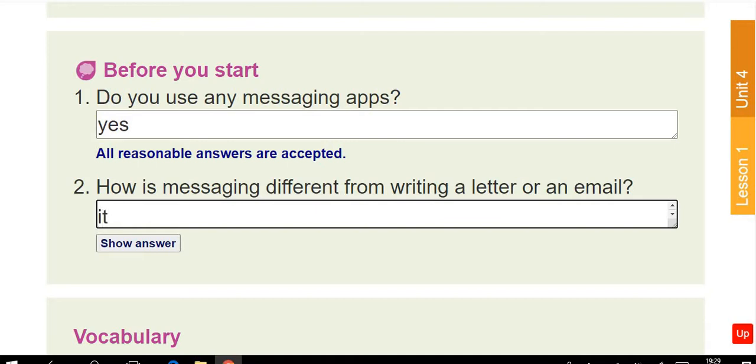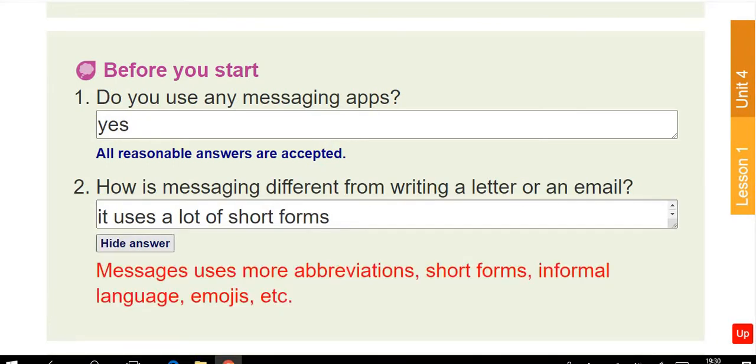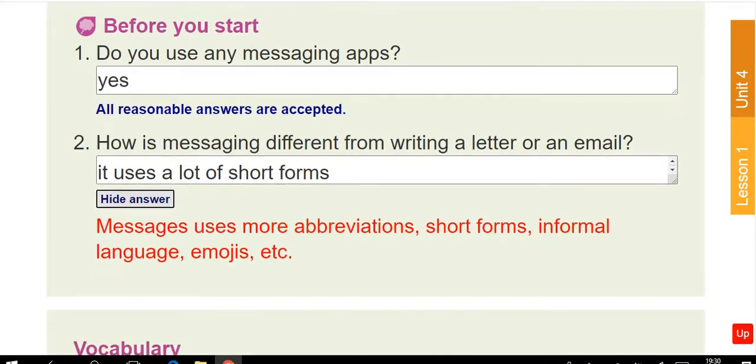Yes, very good. It uses a lot of short forms and abbreviations. It uses emojis. Messages use more abbreviations, short forms, informal language, emojis, of course. We don't use the same language or the same form of structure while we are texting as while we are writing a message. Okay, let us complete.